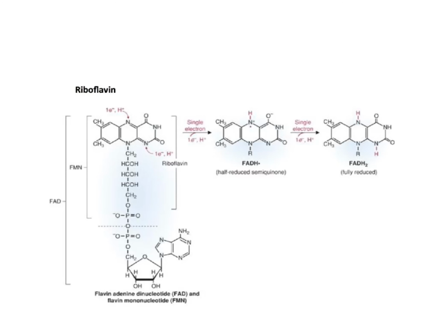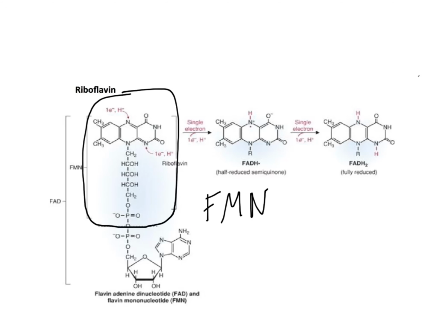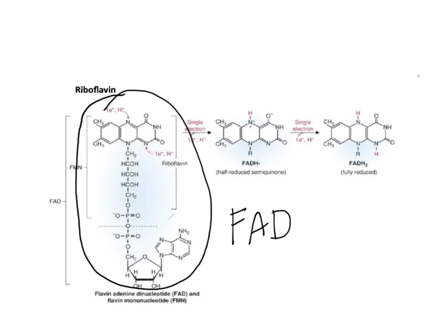Riboflavin, also known as vitamin B2, is a precursor for the coenzymes flavin mononucleotide, FMN, and flavin adenine dinucleotide, FAD. The structure of riboflavin is shown here, and we can add a phosphate group to make FMN, flavin mononucleotide. Another phosphate, an adenine added, and you have flavin adenine dinucleotide, or FAD. Both FAD and FMN are carriers of electrons.